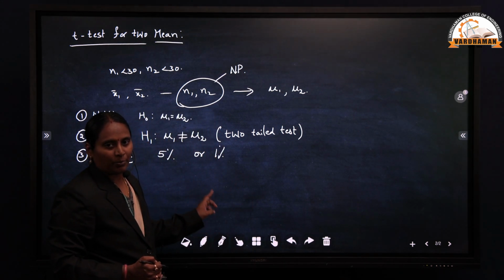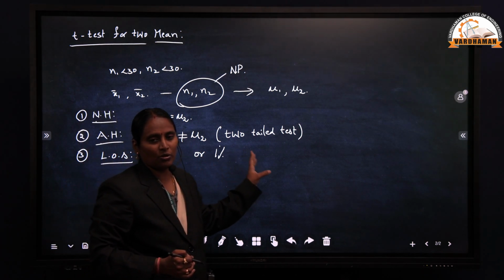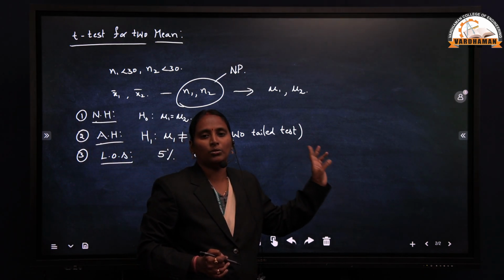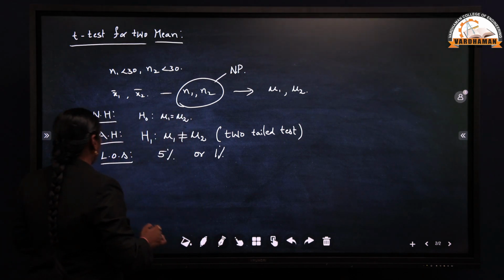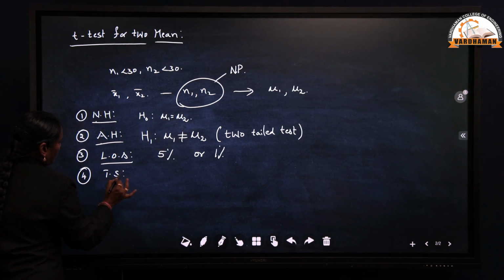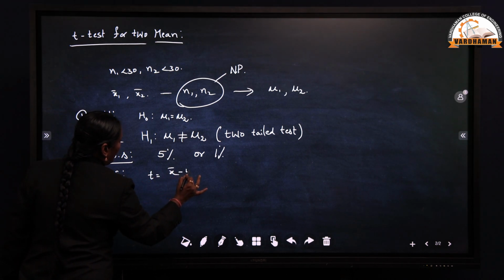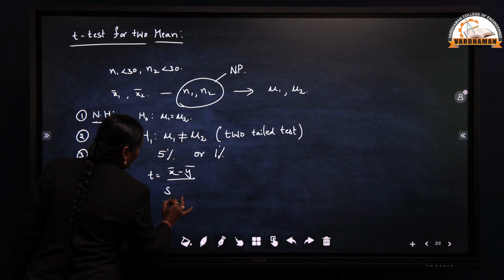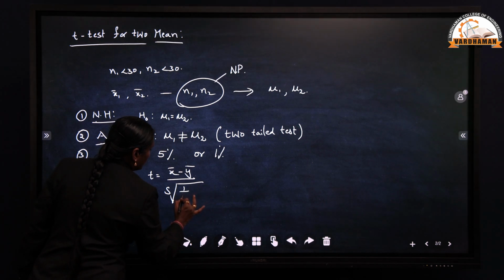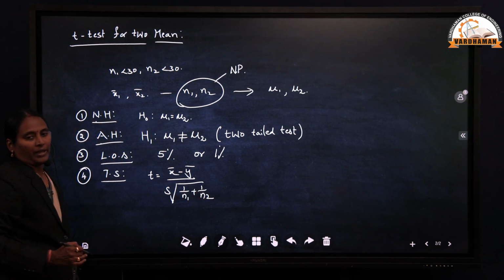So now in the problem of t-test for 2 mean, we are having two sample sizes, so we will get two sample means. So the test statistic will be t equals x bar minus y bar divided by S root of 1 by n1 plus 1 by n2.